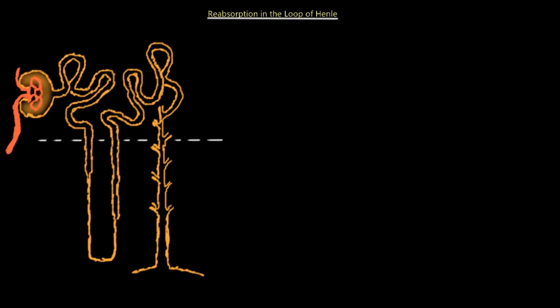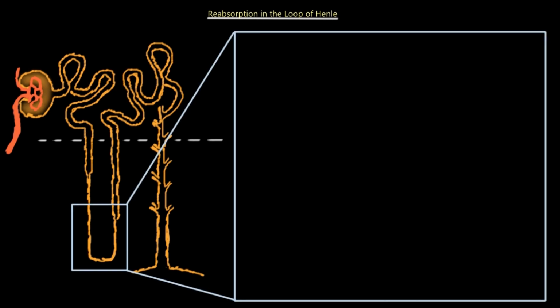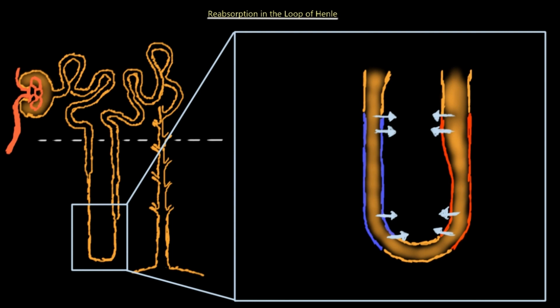So the next part we're going to talk about is reabsorption in the loop of Henle. So we've talked about the proximal convoluted tubule. Now the next part will be this loop of Henle. So let's zoom in on that. Now the loop of Henle is going to have some specialized tissue because these blue parts here are going to be walls that are permeable to sodium and permeable to water. Now on the other side of the loop of Henle, the structure here is going to be permeable to the solutes, but it will be impermeable to water.